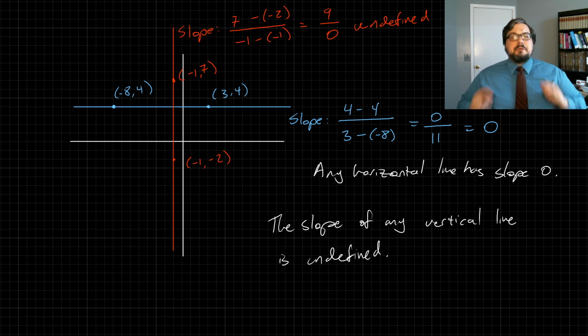Now I want to make absolutely sure we're on the same page here. Undefined does not mean 0, first of all. 0 and undefined are very, very different. Slope of 0 means you have a horizontal line. Undefined slope means you have a vertical line. Undefined also doesn't mean infinity. So in certain contexts, if we're being a little imprecise, in other disciplines, people may occasionally describe vertical lines as having a slope of infinity.